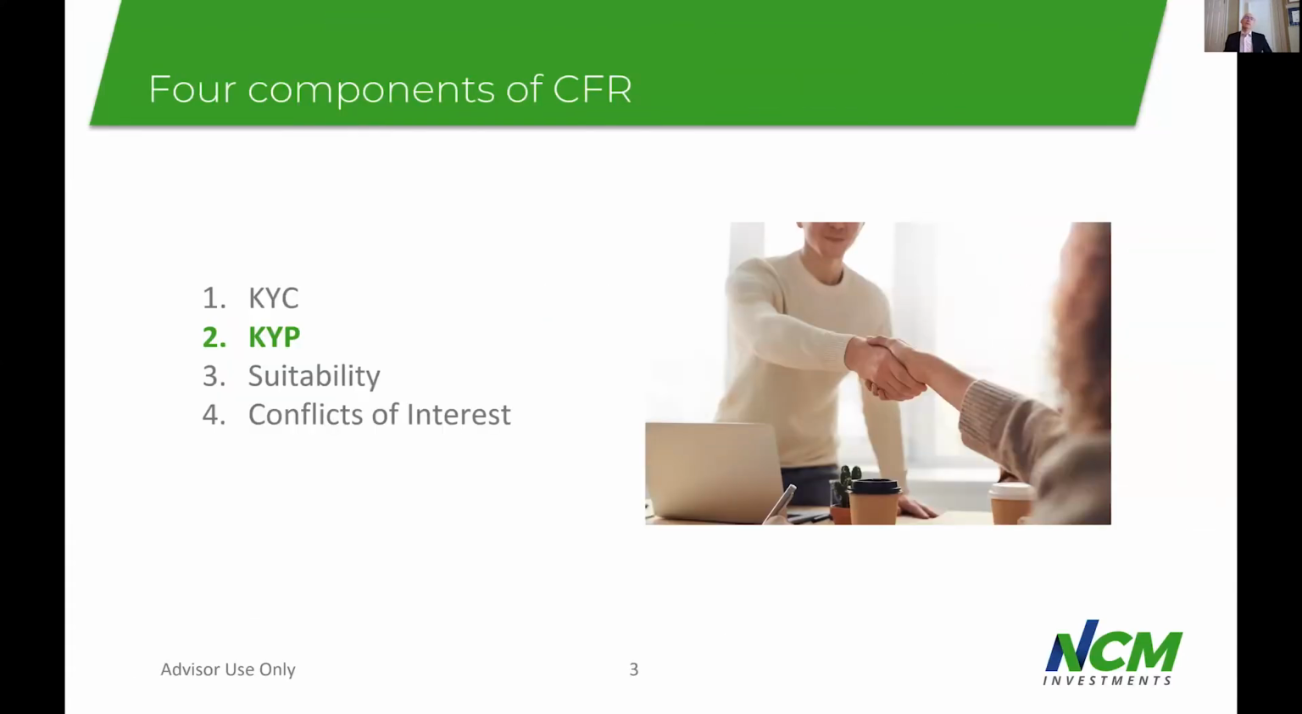Next slide, please. So speaking as the product manufacturer, the one thing that we can help you with certainly is KYP, know your product. And if you think of CFR, there are 4 components to CFR. As we talked about, there's KYC, there's KYP, suitability and conflict of interest. We're going to concentrate this conversation more on KYP. Next slide, please.